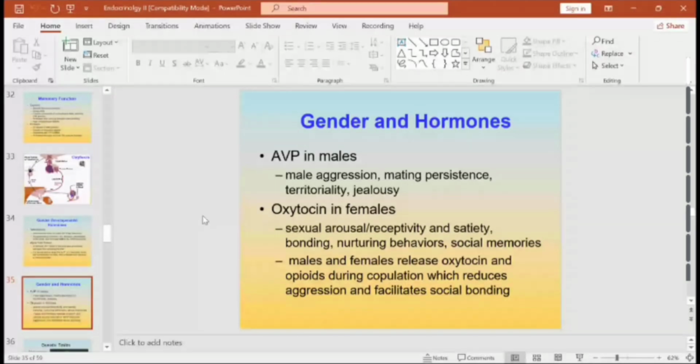So oxytocin in females, but we should also underscore that oxytocin can be released in both male and female, but it has more effect in females than in males.